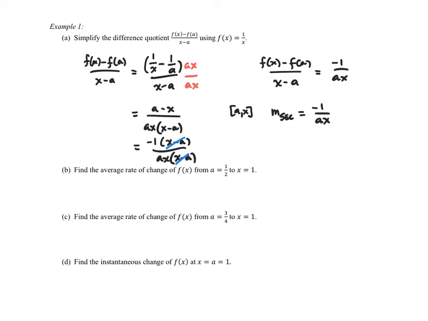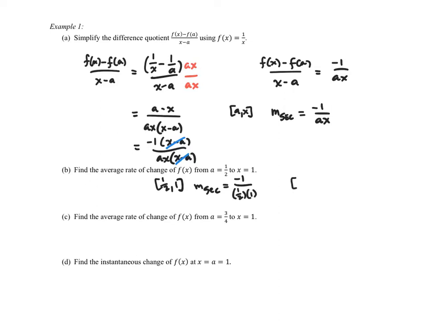All right, so let's do a little work here. Parts A and B look like they're secant line slopes. So from 1/2 to 1, the slope of the secant line, I can do a direct substitution of negative 1 over ax. Well, negative 1 over ax would be a is 1/2, x is 1.